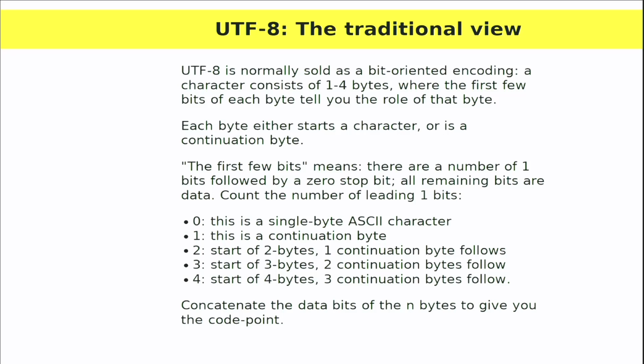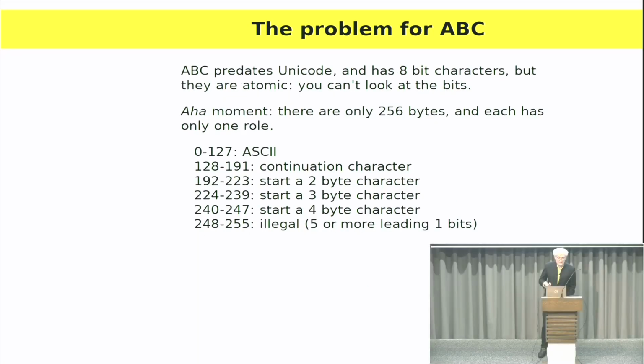So the problem for ABC is that you can't look at the bits of a character. The characters are immutable and atomic. Oh, well, here I'm saying it. You can't look at the bits. But then I had an aha moment. There are only 256 bytes, and each one only has 1 role.